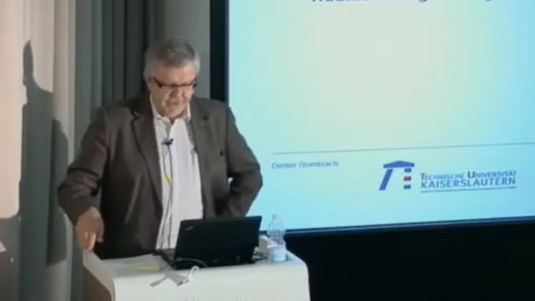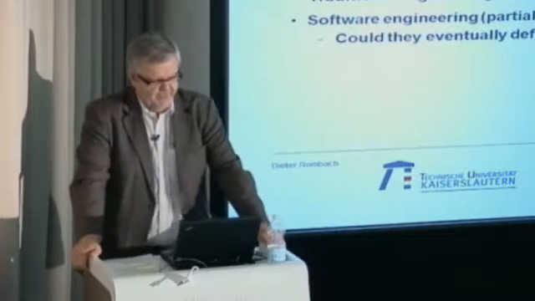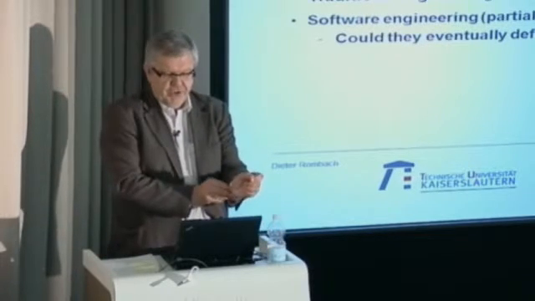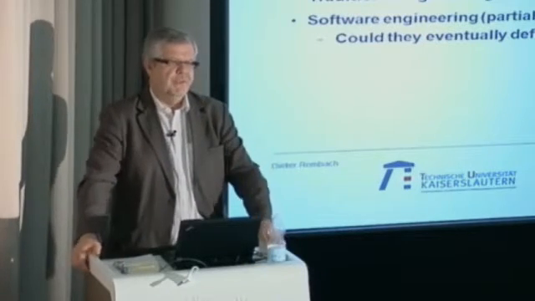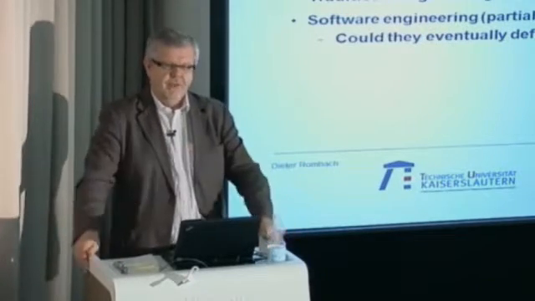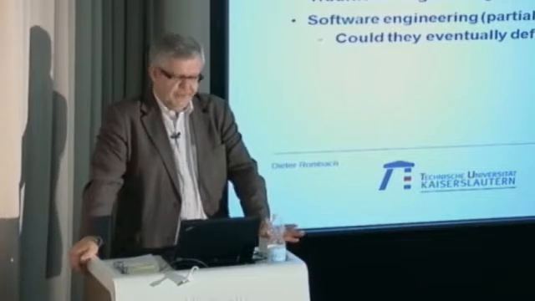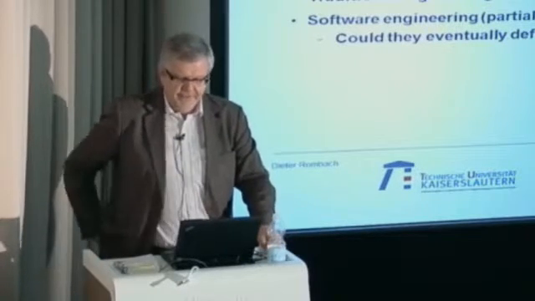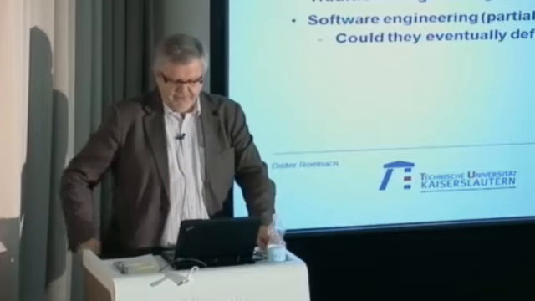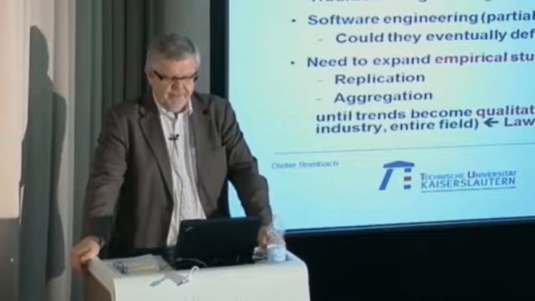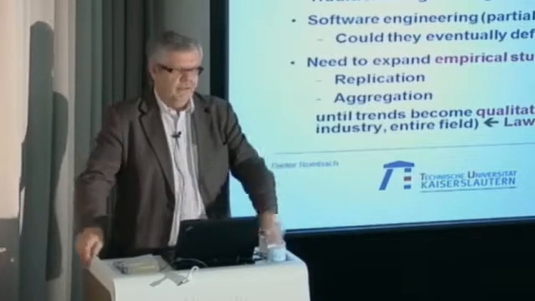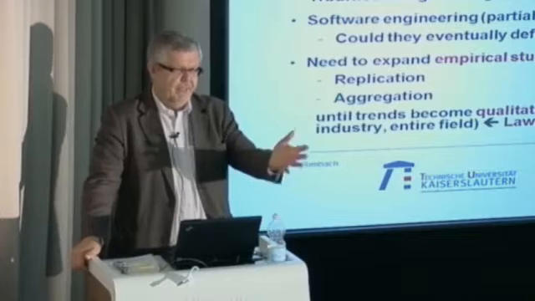So traditional engineering disciplines do this based on physical laws, and as I said, I always envy them because the feedback is very quick. Software engineering partially uses empirical models. We have some of them we are using, mostly limited to very constrained domains. And the key question is, could they eventually define what I believe would be cognitive laws in our field? So what we need to do is expand empirical studies to all relevant process or product areas by means of replication.